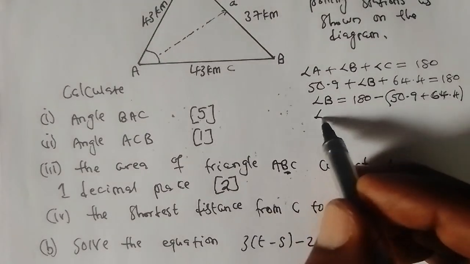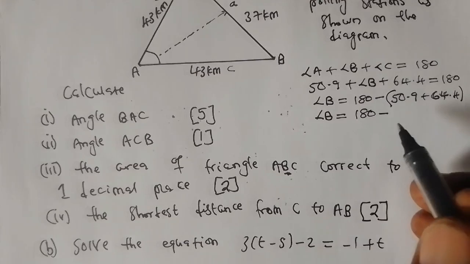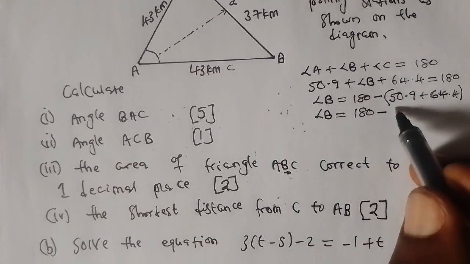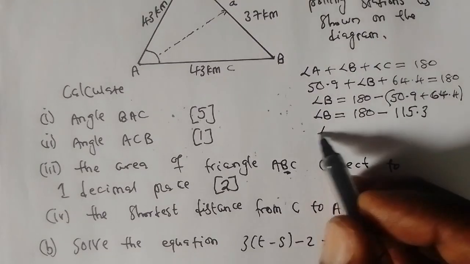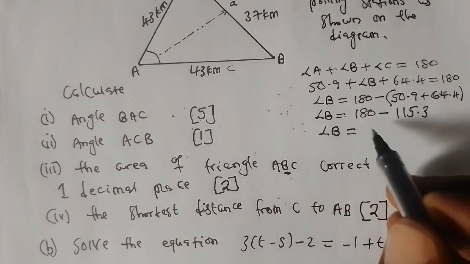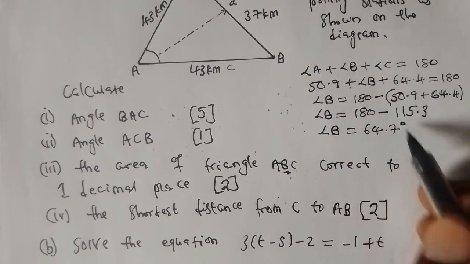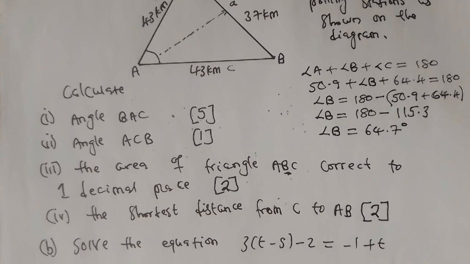Then angle B will be equal to 180 minus, I think that will give us something like 115.3, and angle B will come out as 64.7 degrees.